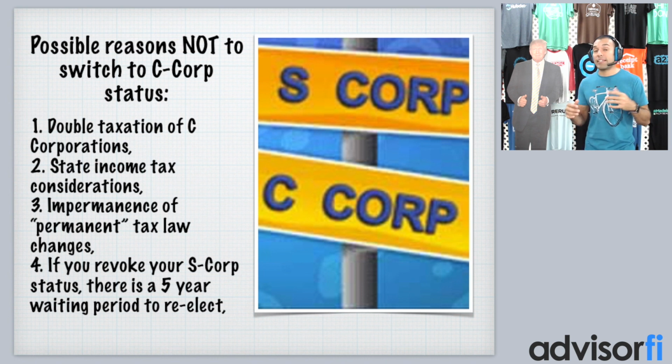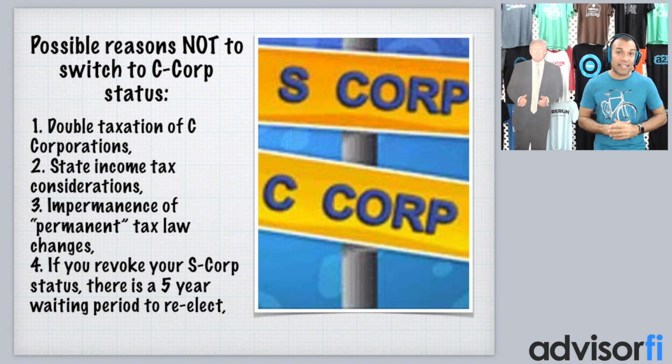Number 4, this is something that not many professionals talk about, but if you revoke your S-Corp status, there is a 5-year waiting period to re-elect. So if you go from an S-Corp to a C-Corp and you want to switch back, you have to wait 5 years in order for you to switch back. So you have to stay as a C-Corp for the next 5 years and then re-elect S-Corp status.